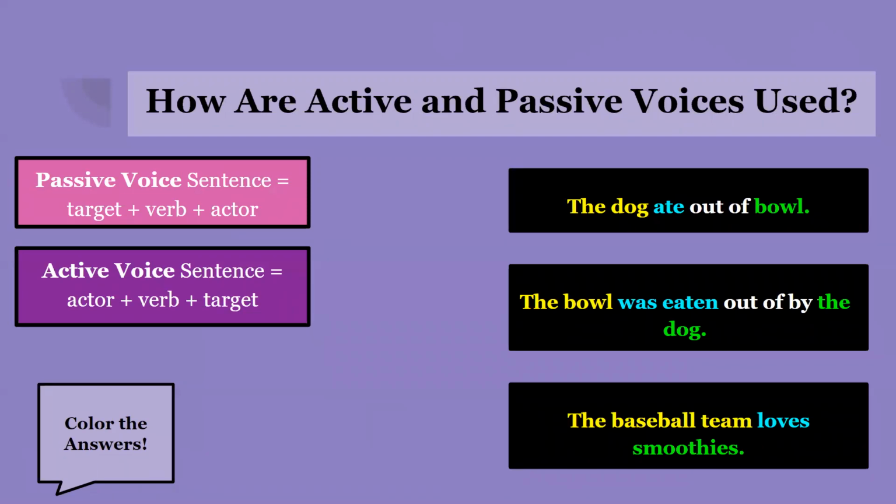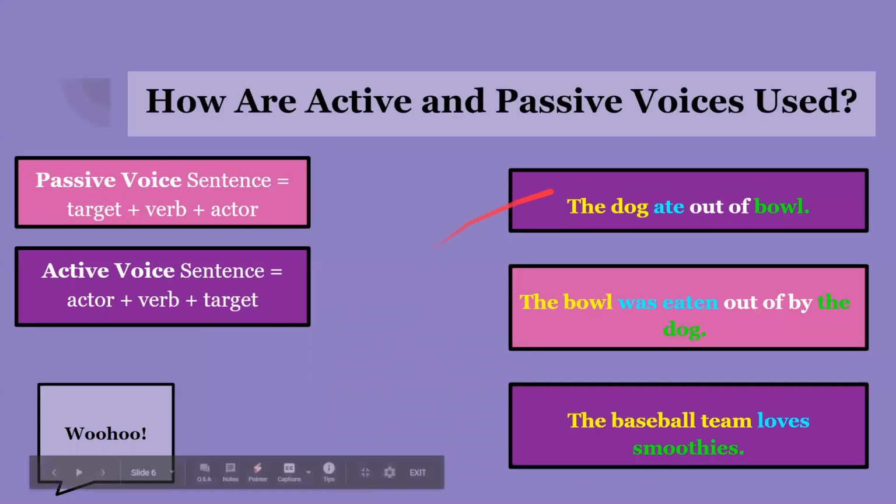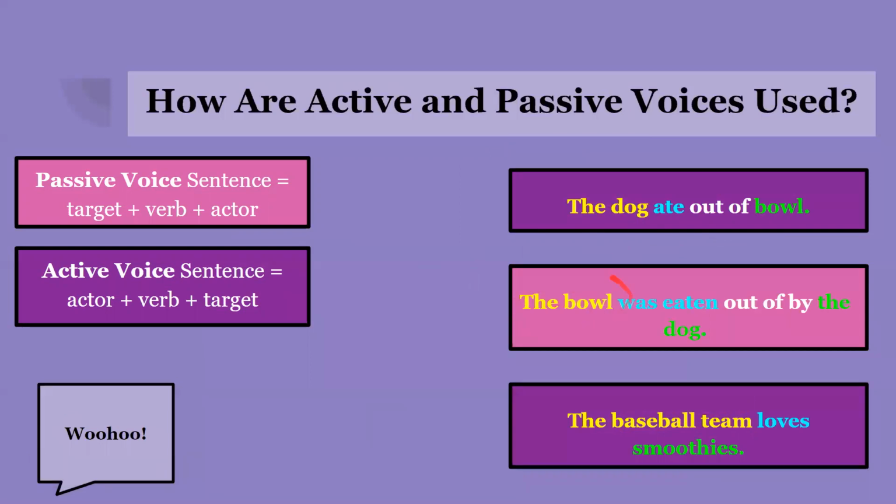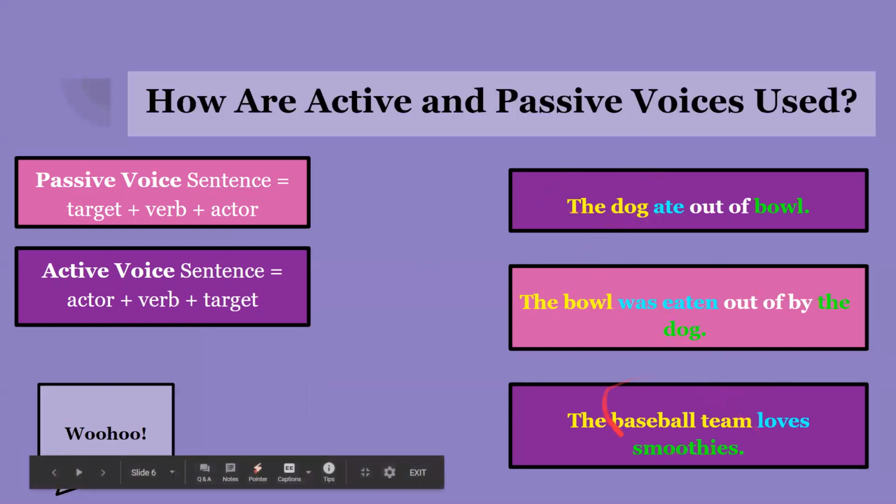Okay, we're going to move on. So the active voices are the dog ate out of the bowl and the baseball team loves smoothies. Notice the subjects are first. And then with the passive voice, the target is first. So the bowl was eaten out of by the dog. The bowl is our target, the dog is our actor, and the baseball team is our actor.